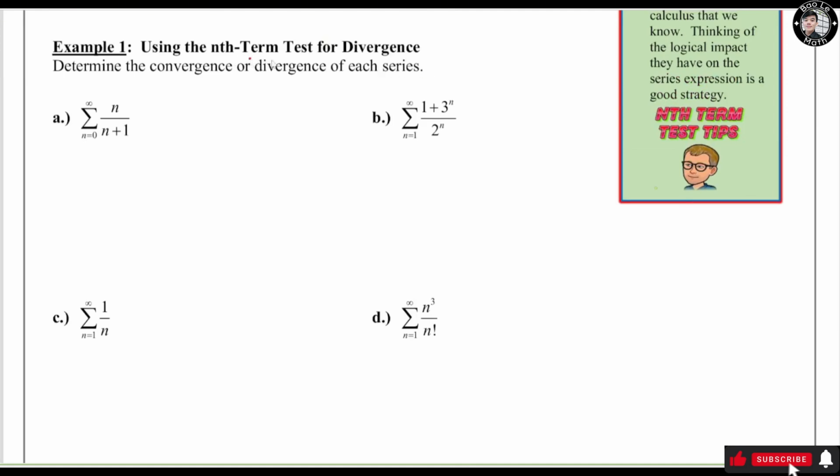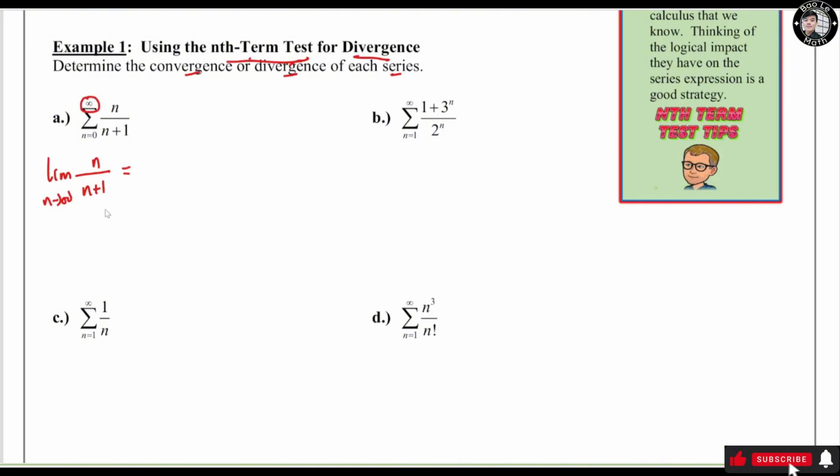Using the n-term test for divergence, determine the convergence or divergence of each series. Question A. The sum of n over n plus 1 when n goes from 0 to infinity. Alright, so we're going to use the n-term test for divergence, right? So we're going to take the limit of n over n plus 1 when n approaches infinity.